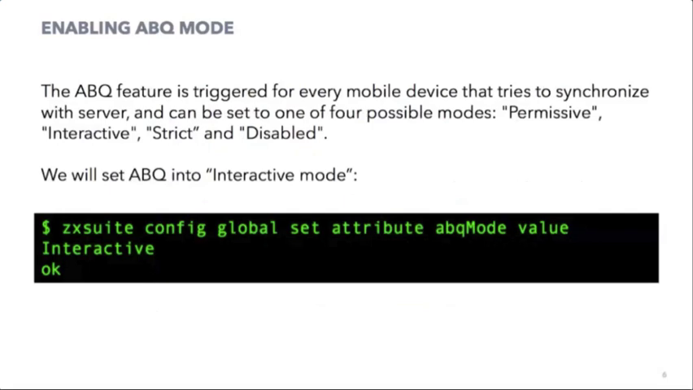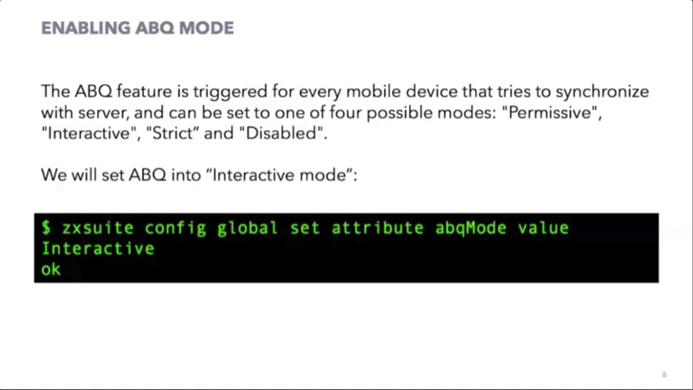So in terms of enabling ABQ, it doesn't require much setup, because as long as you're using the NG mobile modules within Zimbra service, it's essentially already in there and running. But then we need to set up the manner in which we want devices to be authorized onto the platform. So there are 4 possible modes: permissive, interactive, strict, and disabled.